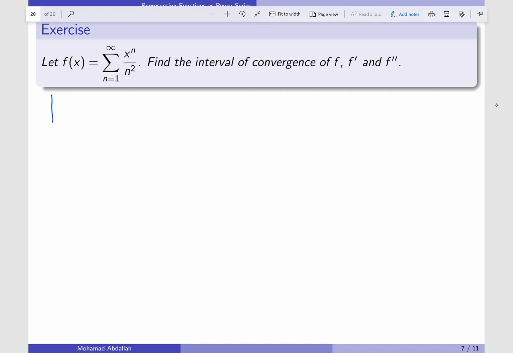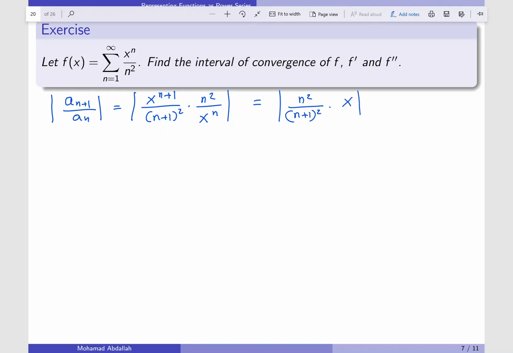So here, I find the ratio a sub n plus 1 over a sub n. This is equal to x to the power n plus 1 over n plus 1 squared, times n squared over x to the power n. This is equal to the absolute value. I can make these one fraction. I can simplify by x to the power n, and I get x. I can ignore the absolute value on the n terms because I know that these two numbers are positive, but I don't know anything about x yet, so I keep the absolute value of x.